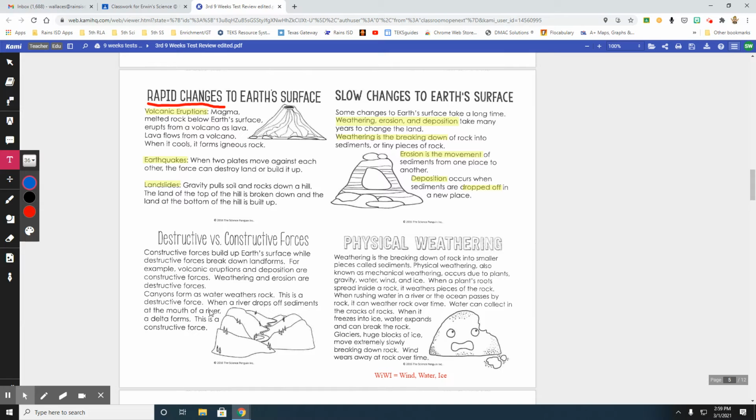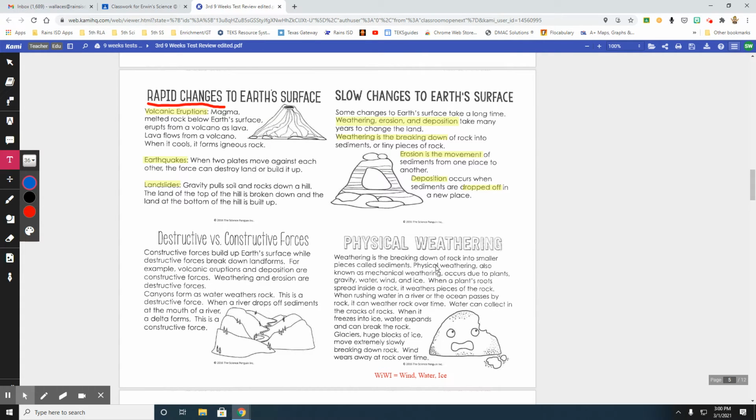And so we can look at things like a delta at the mouth of the river. We have destructive forces up the river that are breaking the sediments apart, carrying them downriver where they're dropping them off or depositing them. And that deposition now is forming the delta, which is considered constructive. We're building it up. So, not real critical that you understand these two terms, just kind of in general.